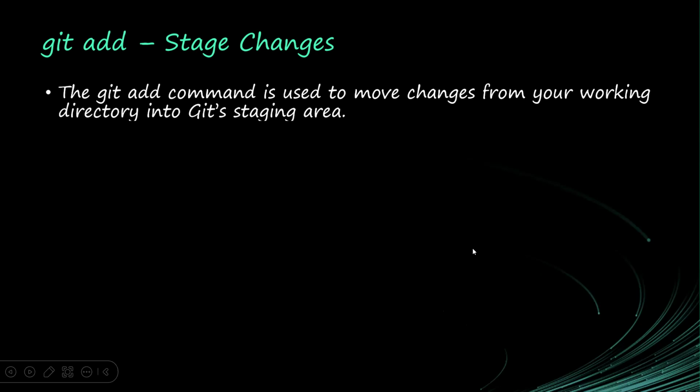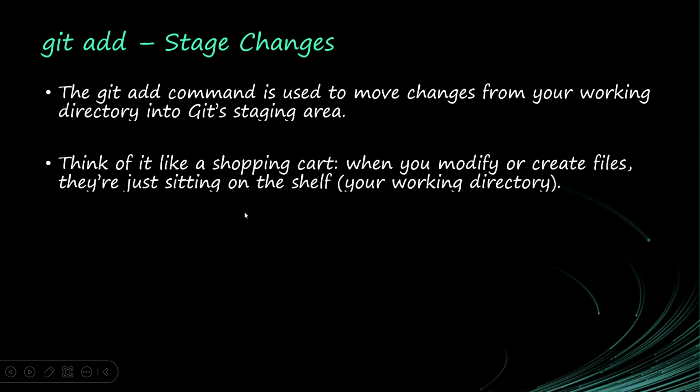You need to tell Git, okay, these changes I have made or this file that I've added, please track it for me. And I've made some changes, please save it for me so that the next time I want to commit it, you would commit it. All right. So now think of it like a shopping cart. When you modify or create files, they are just sitting on the shelf. That's your working directory.